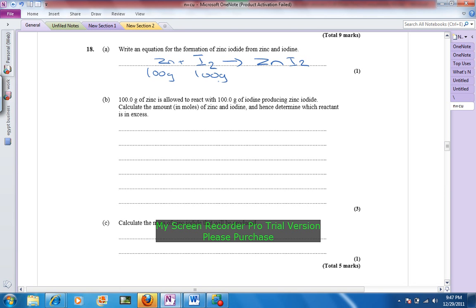Okay, what I always do is I say if we had 100 grams of zinc, which is what we did have, theoretically, this is what I say in my head. I talk to myself sometimes during the exams. Okay, theoretically, how much iodine would we need?